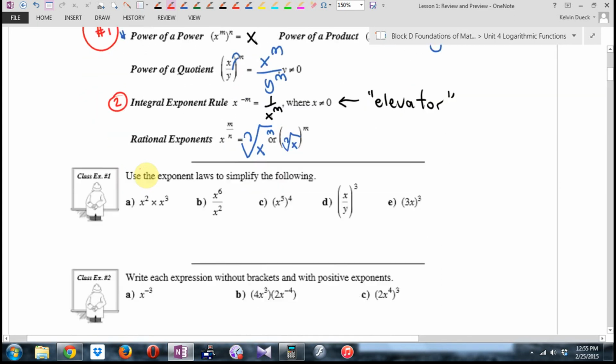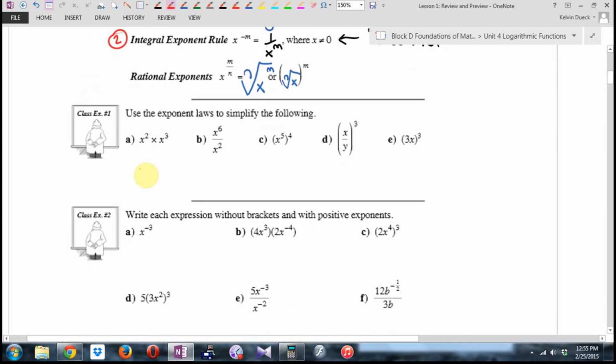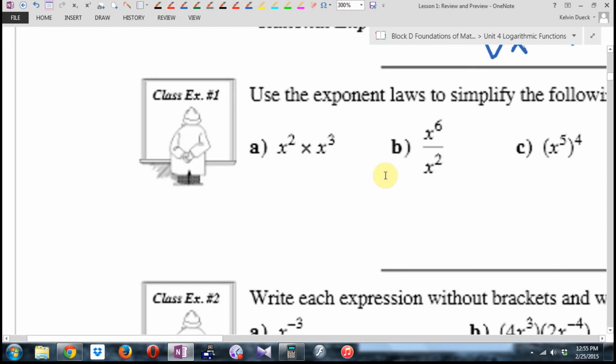So you ready? Example 1 says, use the exponent laws to simplify the following. I'll zoom in for Alyssa in the back row there. X squared times x squared. This is actually math 9. X to the 5 or 6? 5th, with conviction and authority in your voice. 5th.